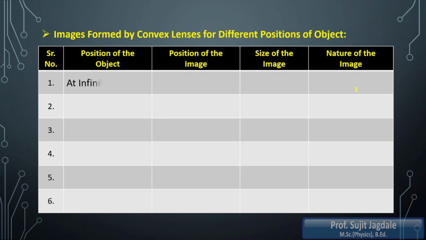So the first position I will say is at infinity, so the object is present at infinity, or in other words I am going to say that the object is a distant object. Whenever that object is present at a distance of 10 times the focal length of the given spherical surface, then that object is going to be referred to as a distant object.